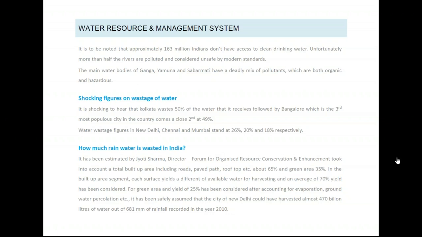It has been estimated that over a developed area, we can get around 60.5% of the runoff from the hard-paved area, including roads.